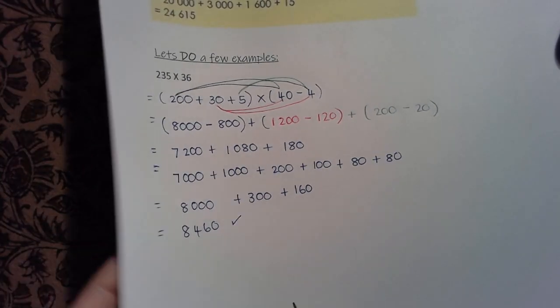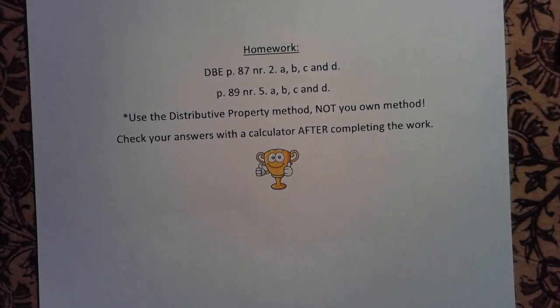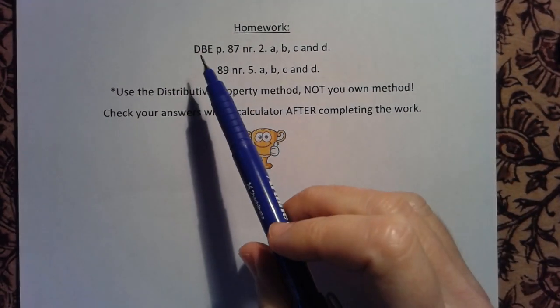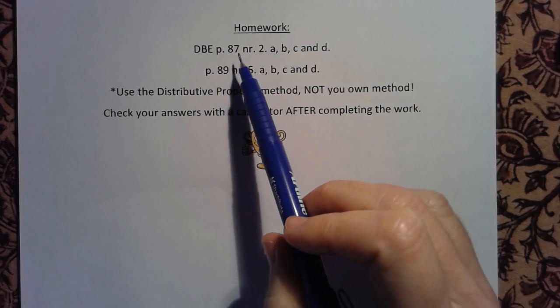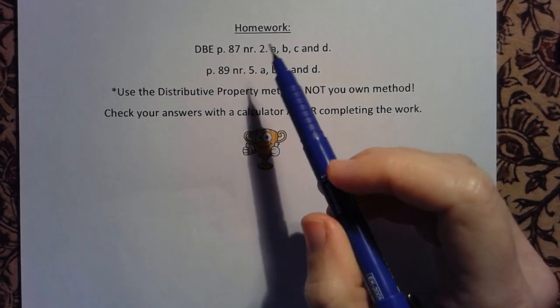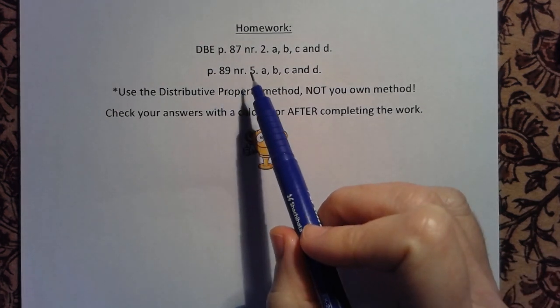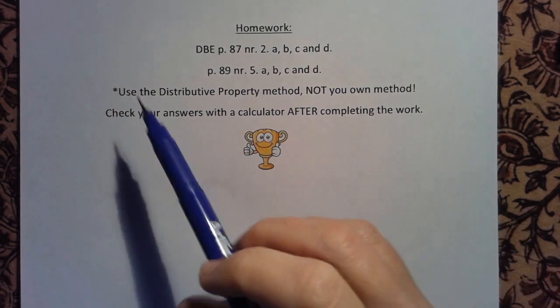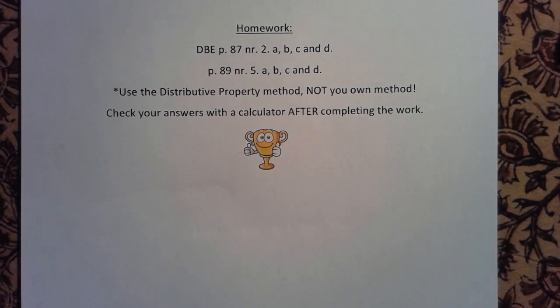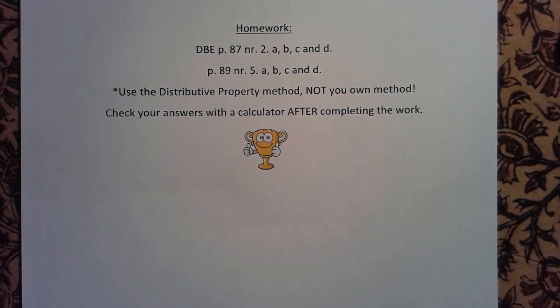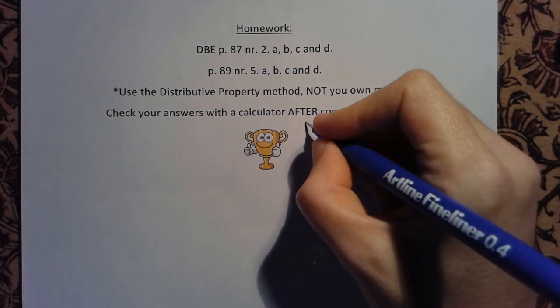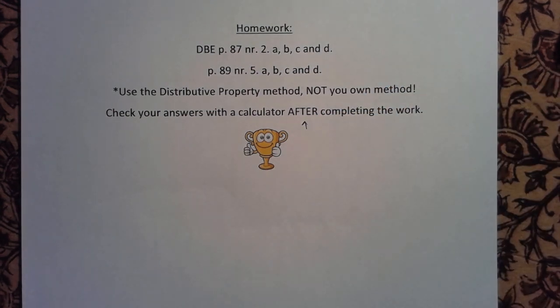Okay, now your homework. I would like you to go to page 87 in your DBE book, and then I'd like you to do number 2, A, B, C, and D, and then page 89, number 5, A, B, C, and D. And remember the notes. Please use the method that I'm teaching you because you need to get used to it. Do not use your own method, and then check your answers with a calculator after completing the work. Right, good luck, and I hope you enjoy this method.